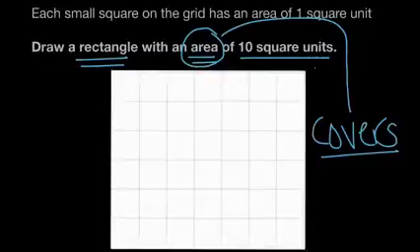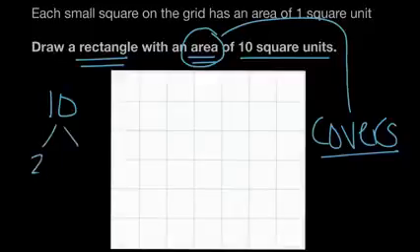So that means we're going to have to break up our 10 into equal groups. Since it can't all fit on one row, we're going to have to break up the unit squares into groups. So we can break up a 10 into 2 groups of 5 or 5 groups of 2. Either one of those will work.